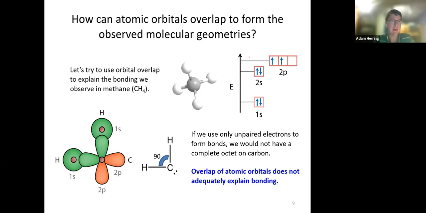So in our last video, we encountered a dilemma. We were trying to explain how methane has a tetrahedral electron domain geometry using its unpaired electrons to form covalent bonds with the hydrogen atoms. However, what we saw is that in that case, we're only going to form two bonds because we have two unpaired electrons, and it's the unpaired electrons that form the bonds. Because we're using p orbitals, they're going to be 90 degrees from each other, so we would expect bond angles of 90 degrees. We would expect to have a lone pair of electrons and only have two bonds. And so this is insufficient to explain the molecular geometry that we observe for methane.